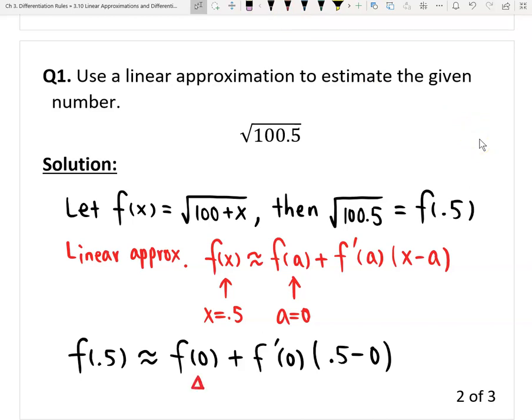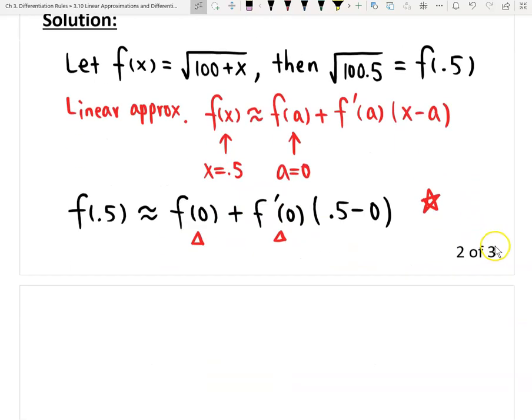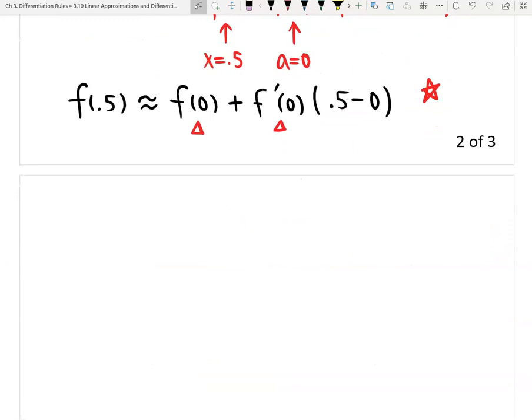All we need is the information at 0. And this we can do. If we find these two pieces of information, we find the approximation. Does this make sense? Therefore, tell yourself, this is the most important equation. Now I just evaluate. Everything now is easy.